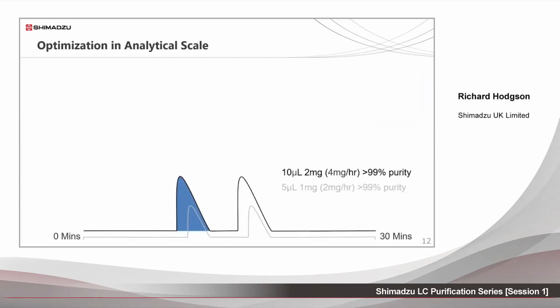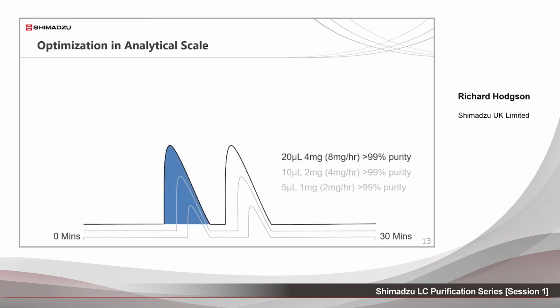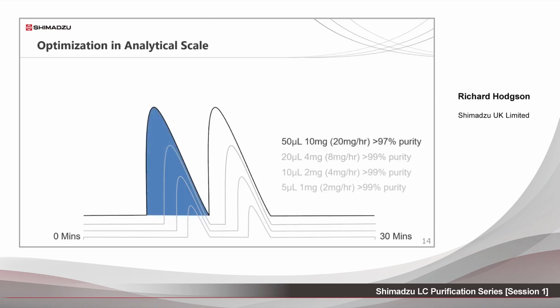So we can increase the injected volume and therefore mass on column. Peaks are not touching, high purity, 2 milligrams of analyte. Let's inject more. Again, peaks still not touching. High purity, 4 milligrams of analyte. Let's keep going. Here the peaks are touching, but only just. We have lost a little purity.